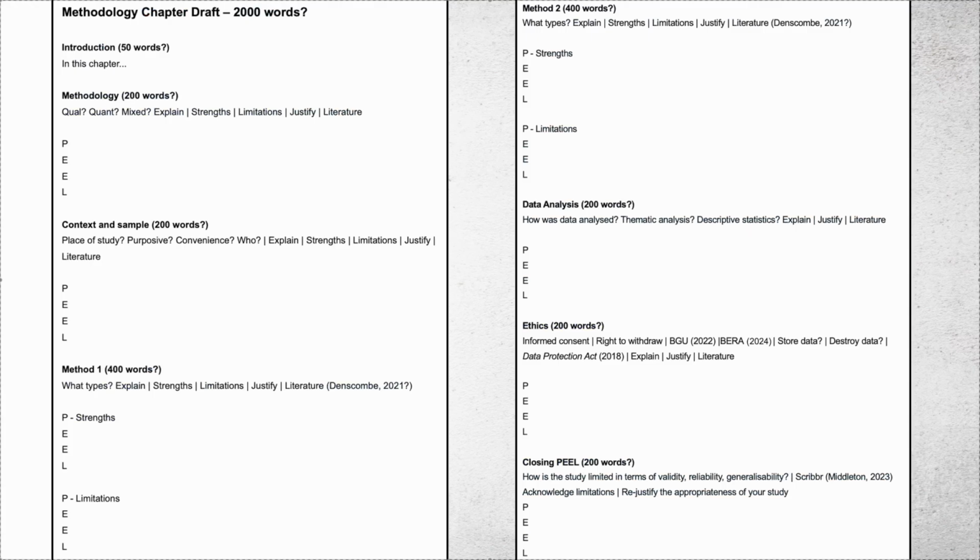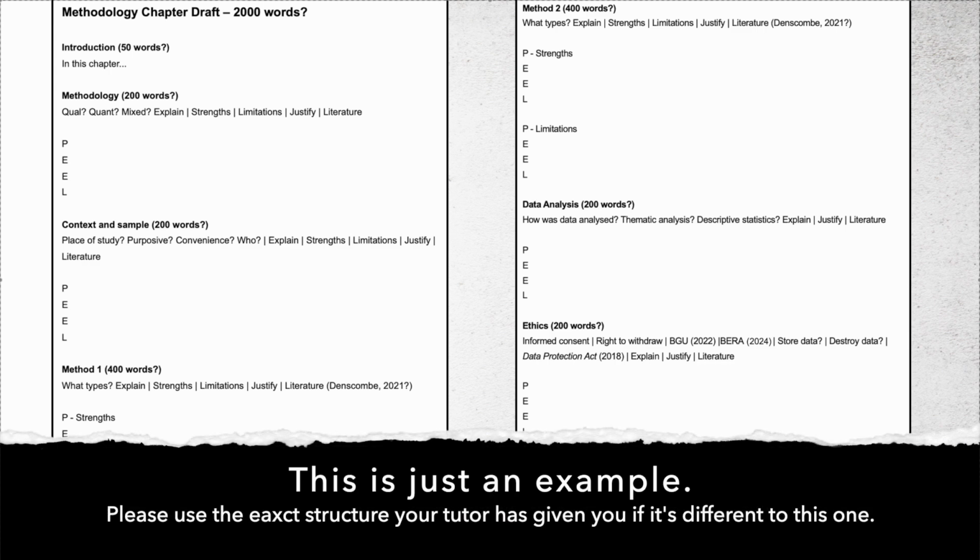Definitely acknowledge the limitations of your study in this final paragraph, but please re-justify the appropriateness of the study. Don't obliterate yourself in that closing paragraph. You're just saying, here are some weaknesses, but it's still great, and here are the reasons why. This is just an example. Please follow the exact structure your dissertation tutor has given you.